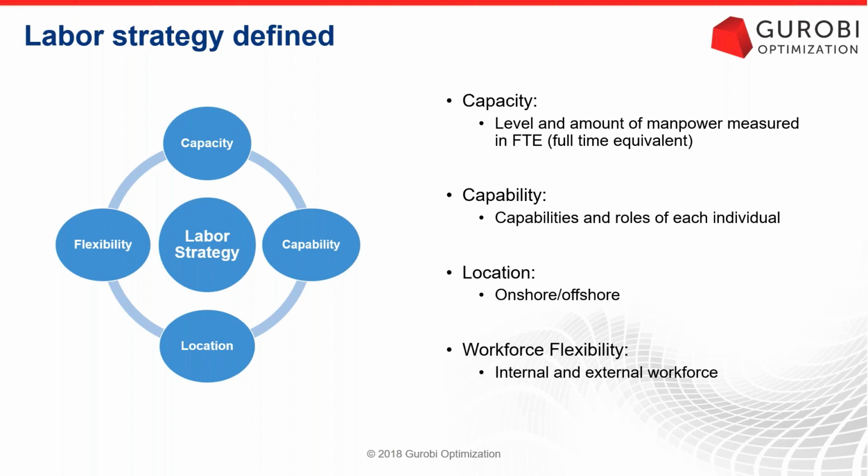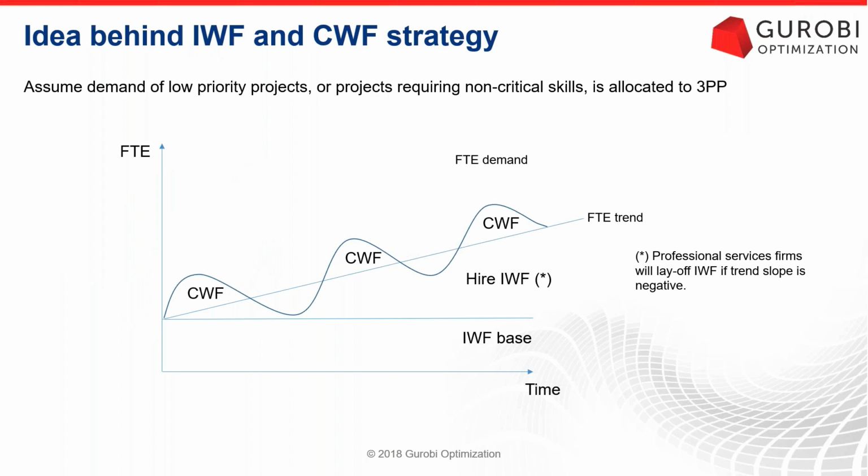Then you have capability. This represents the capabilities, skills, and roles of each individual. So you need to match these capability requirements in the jobs with the capabilities available for each of the resources that you have. Then you have also location, onshore and offshore, as I explained. And then you have workforce flexibility, which means that you have different types of workforce, like internal, external, and also you can transform the workforce by training or reskilling. So these are the main 4 components that we are going to model and optimize.